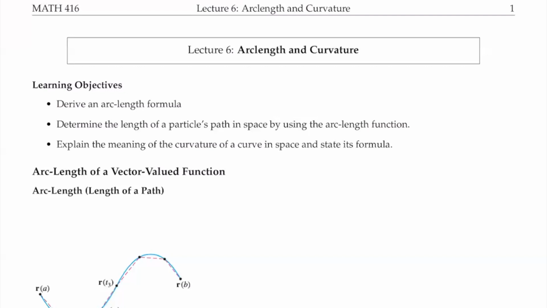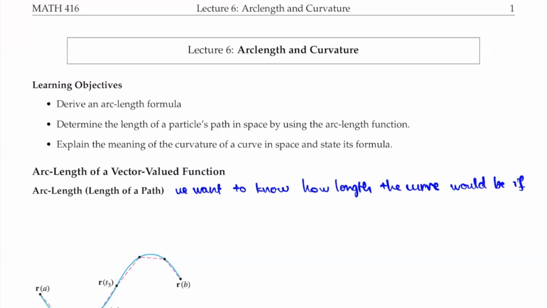All right, so arc length, length of a path. What we want to know is how long the curve could be if we stretch the curve out like a piece of string.